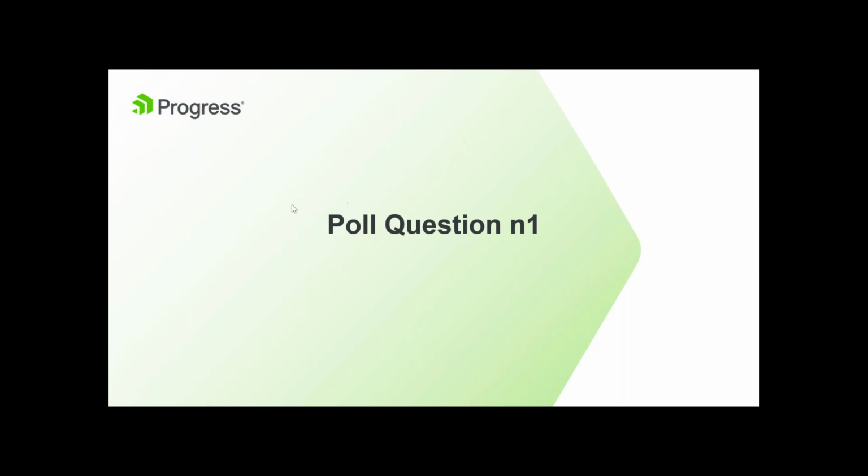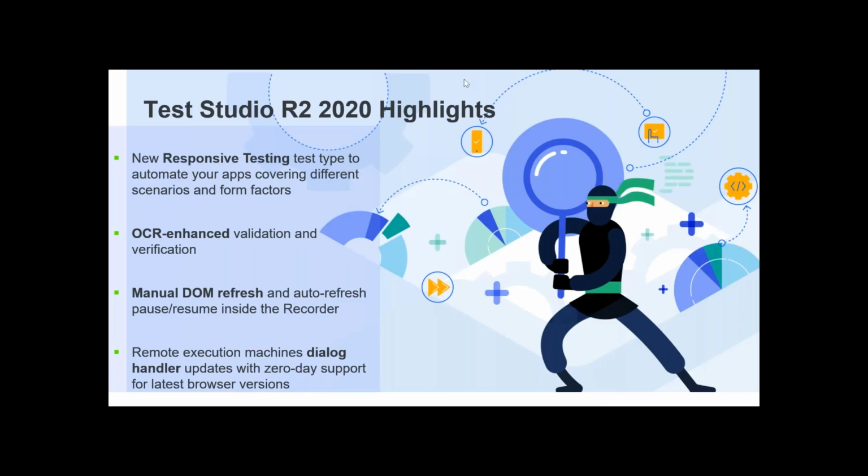Right. But now let's get straight to the point and start with our Test Studio R2 2020 release highlights. I could differentiate the main features into 4 main chunks that we have introduced. First, for the first time, we are introducing a responsive testing type in order to automate your apps covering different scenarios and screen sizes or form factors. If you wish, stay tuned. There's going to be a specific exquisite demo on this new Test Studio functionality, right?